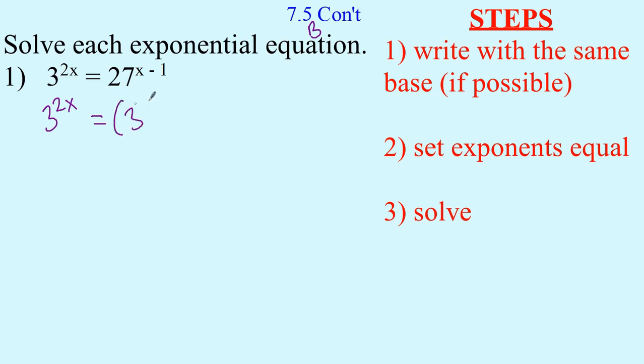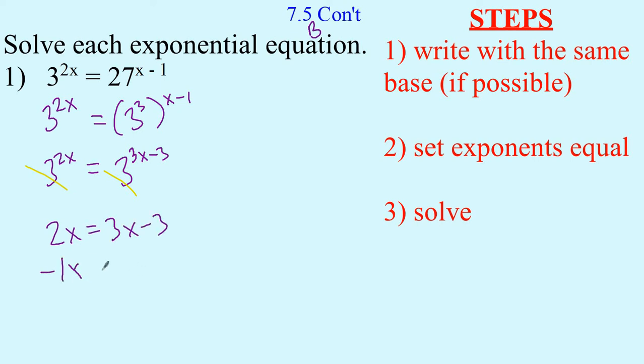27 is rewritten as 3 cubed. Then, using our properties of exponents, we can simplify the right-hand side to be 3x minus 3. Make sure you multiply. And then, since the bases are the same, just like we did with logs, it all comes around. You can chop those off, right? You get 2x equals 3x minus 3. So negative 1x. So you get x equals 3.